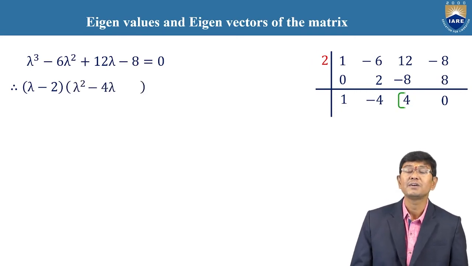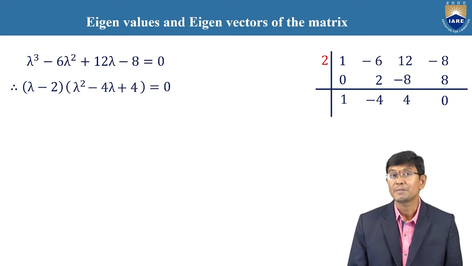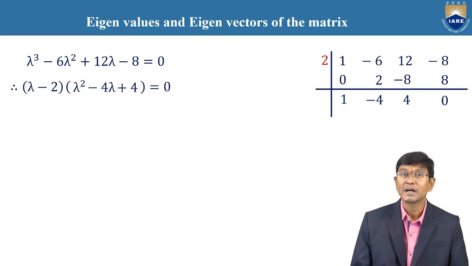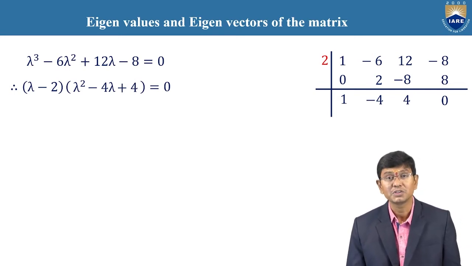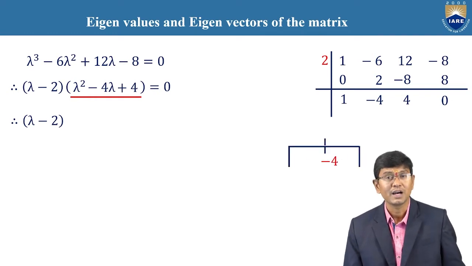And once again, we need to find the quadratic equation, lambda square minus 4 lambda plus 4 is equal to 0. We obtain that, clearly, once again, (lambda minus 2) whole square is equal to 0. Therefore, the conclusion for this given matrix, with the help of the characteristic equation, we obtain lambda is equal to 2, 2, that is the 2 values.